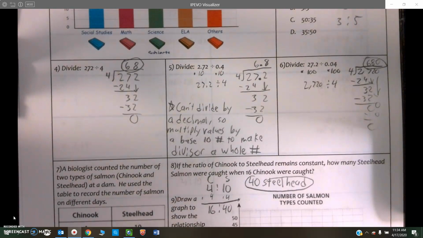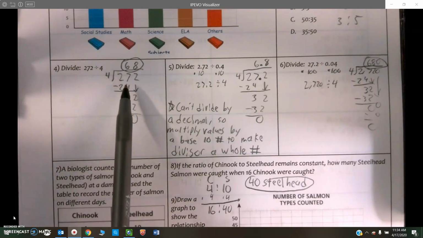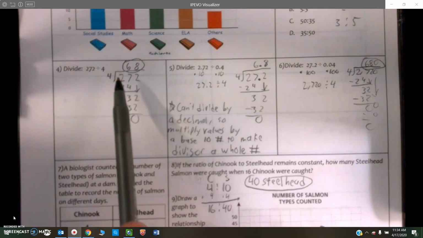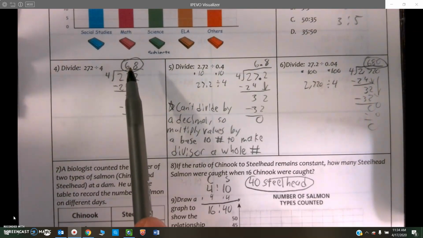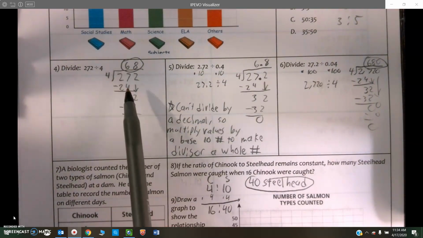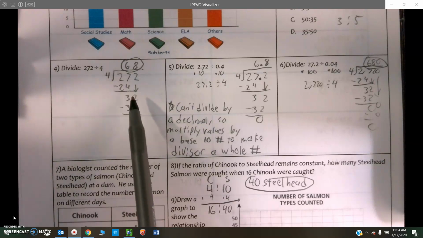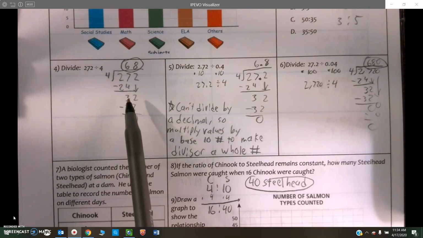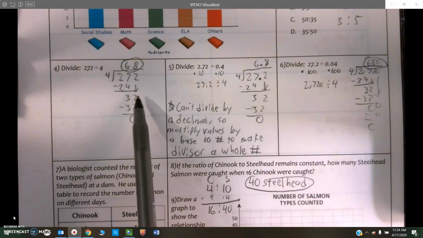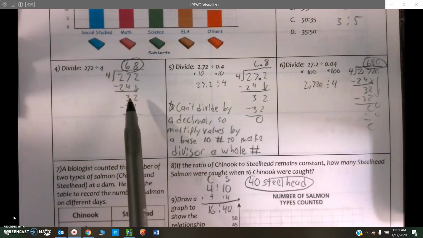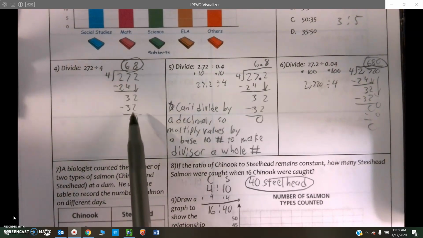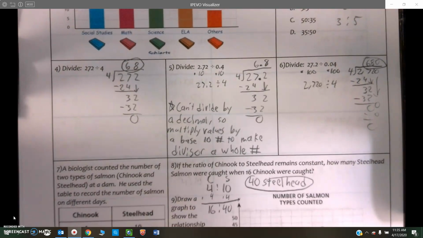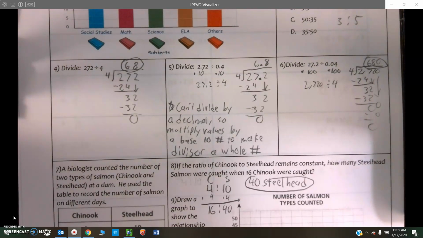Middle row, we've got our division. Once again, the first problem is always easy. It's just whole numbers. 4 fits into 27 6 times. And so 6 fours, 4 times 6, would be 24. We subtract and get 3. Every time after we subtract in long division, you bring down the next number. And 4 fits into 32 8 times, which would be 32. And we subtract. We've got 0, so we know we're done.